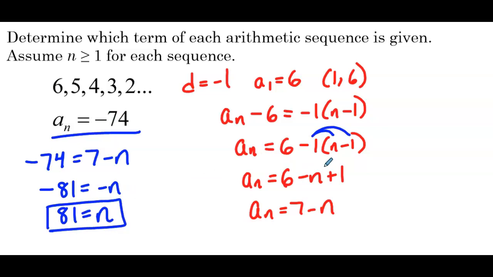So hopefully now, looking to the right side here, you can see why we simplified. It just made solving easier. Could we have set negative 74 equal to 6 minus 1 times n minus 1? Of course. We just would have had a few extra steps in solving this equation.